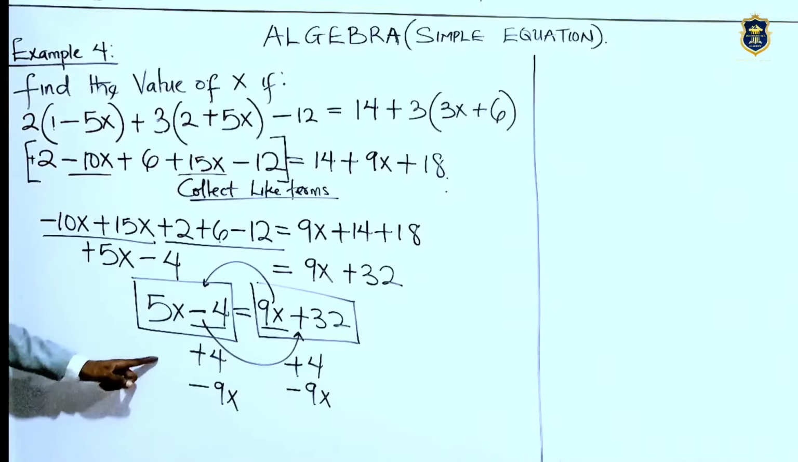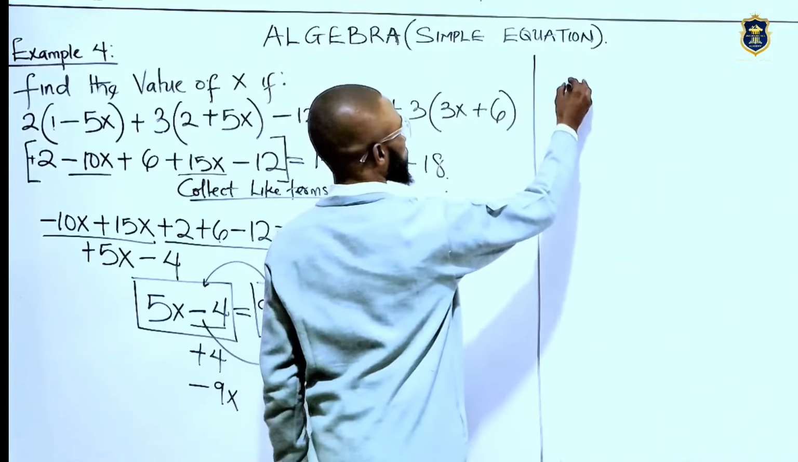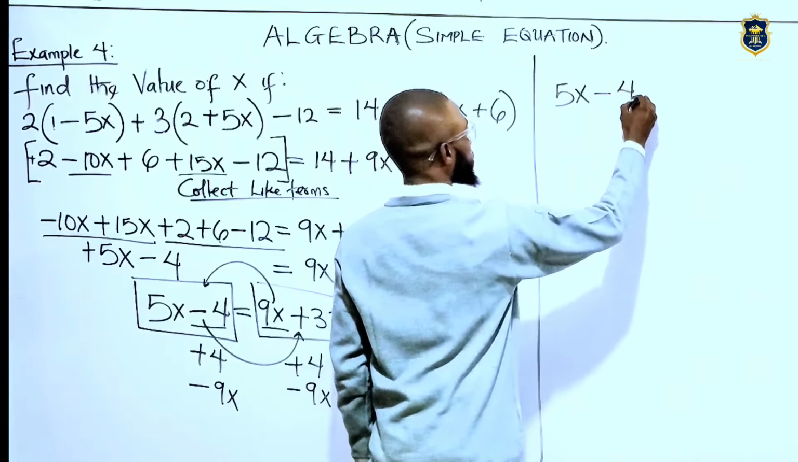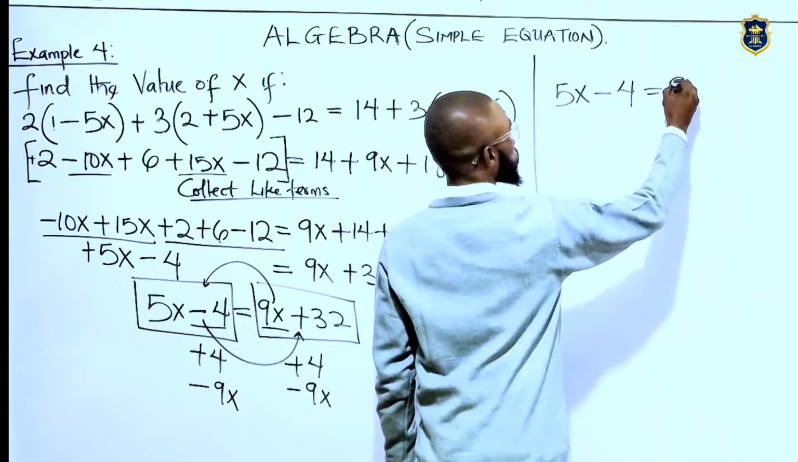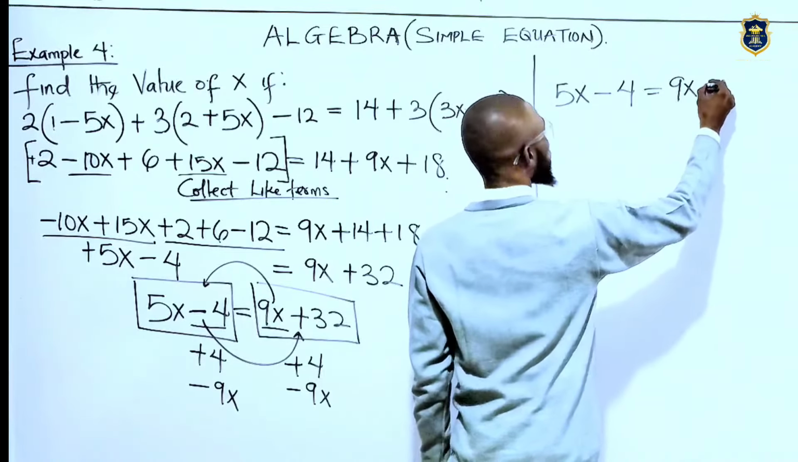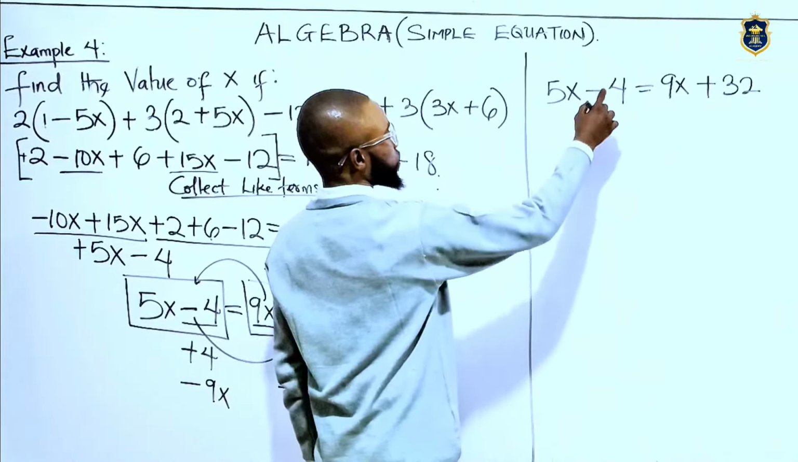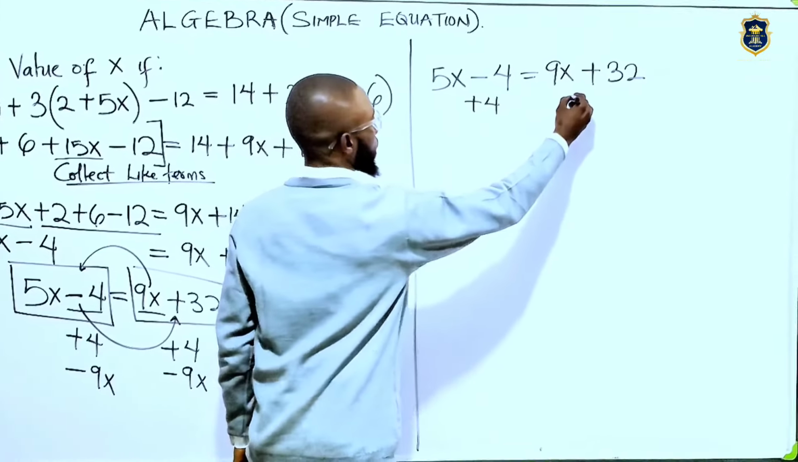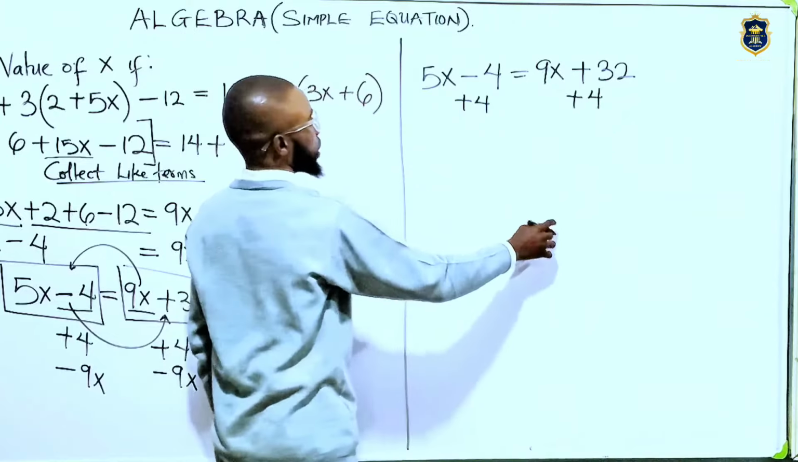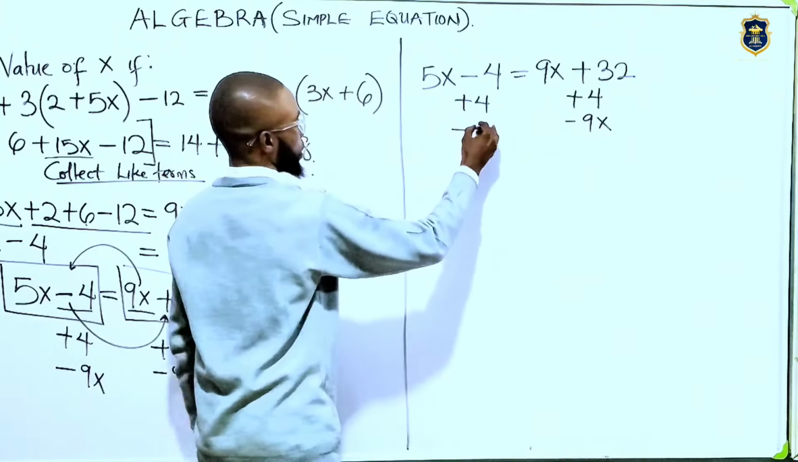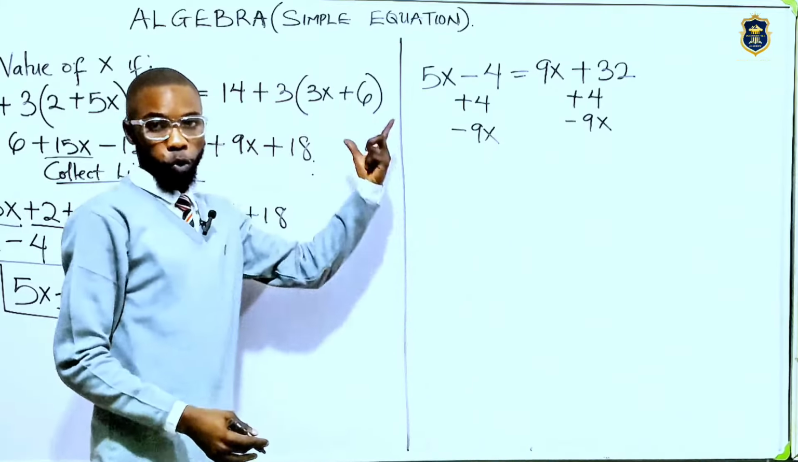Alright, so in doing that, we're going to have 5x minus 4 equal to 9x plus 32. Our strategy: since we have minus 4 here, we introduce plus 4 to both sides. And since we have 9x here, we introduce minus 9x to both sides. Then we'll just run it down.